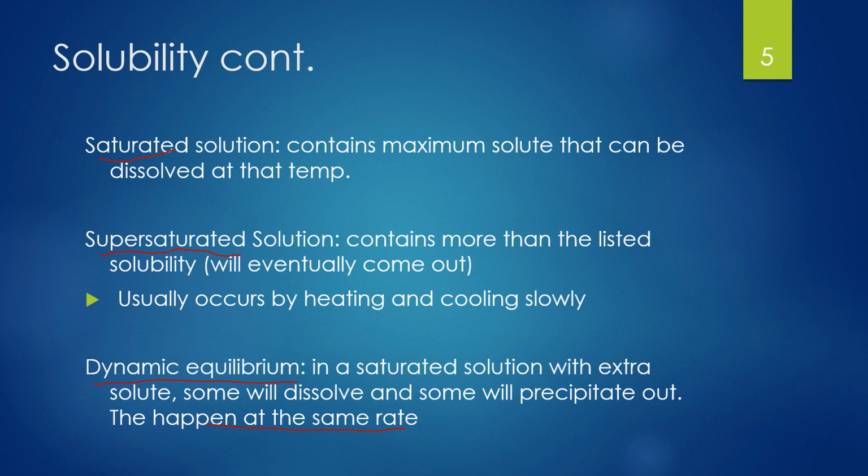I have a saturated solution with solid at the bottom that can't dissolve because the maximum amount of sugar has already been dissolved. Okay, so dynamic equilibrium, what it's saying is the sugar that's dissolved is precipitating out, which means it's going from being dissolved to forming a solid sugar at the bottom. And the sugar that is currently at the bottom is dissolving at the same rate.